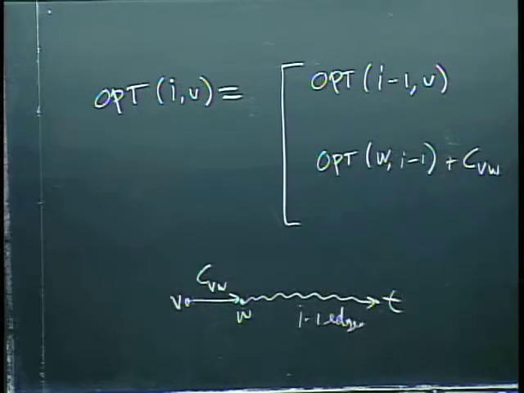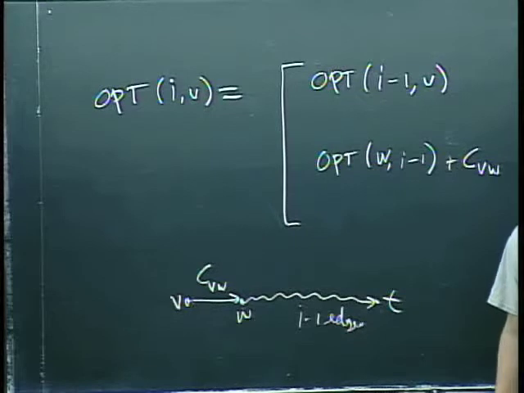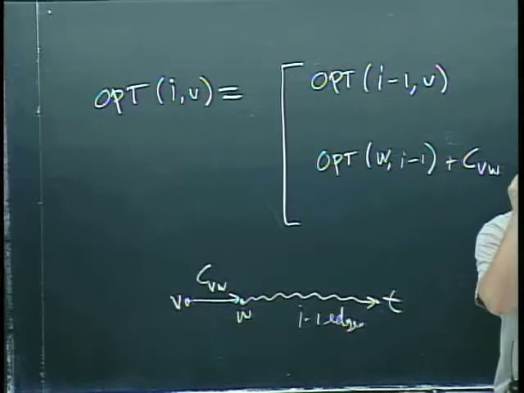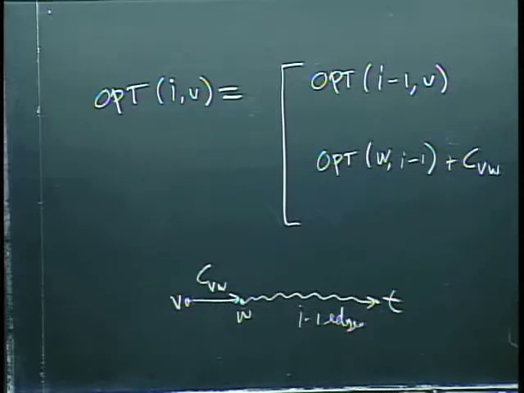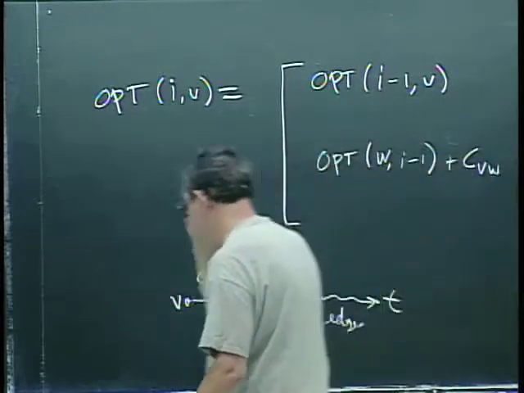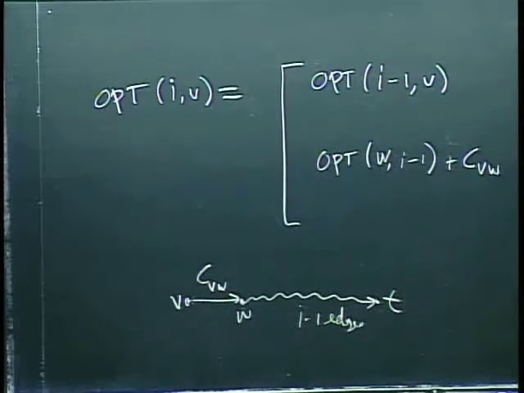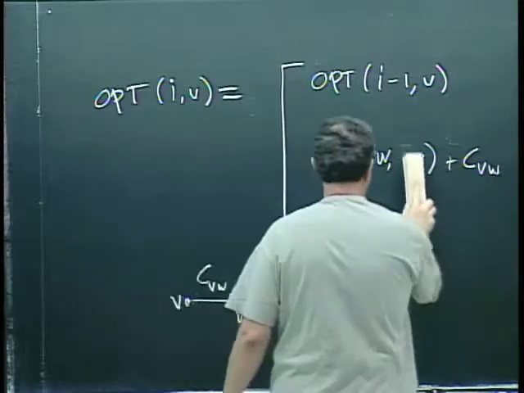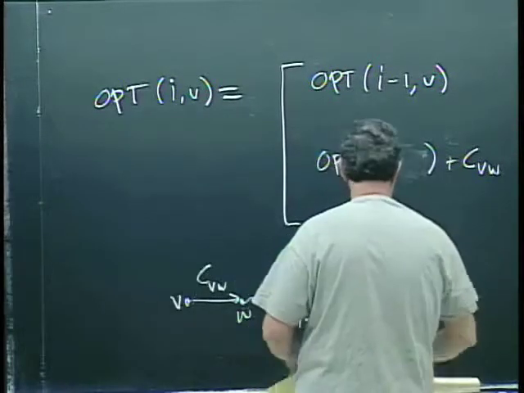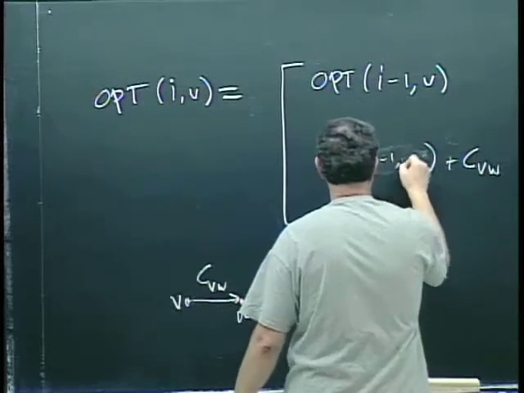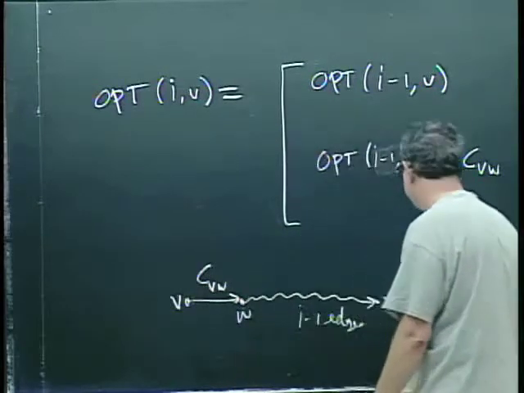Are the arguments switched in the second opt? Say what? Are the arguments what we switch in i minus 1 comma w, or w comma? Oh yeah, right. The arguments, yeah, right. They're supposed to be in a different order. I minus 1 w.